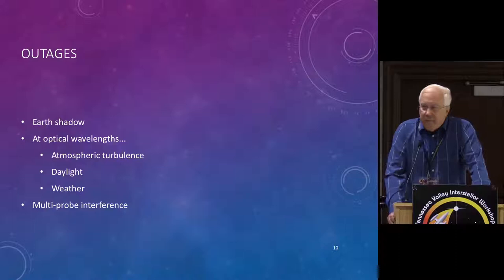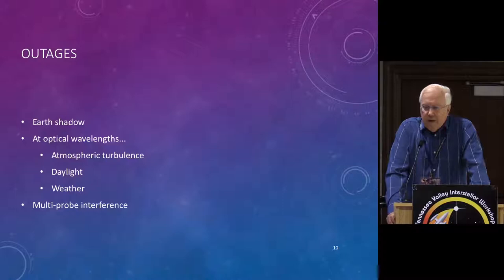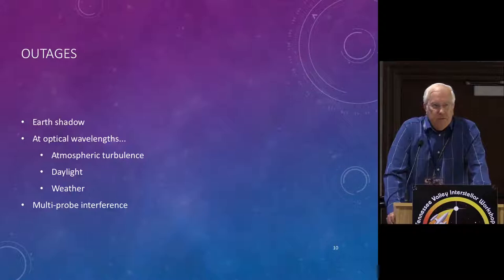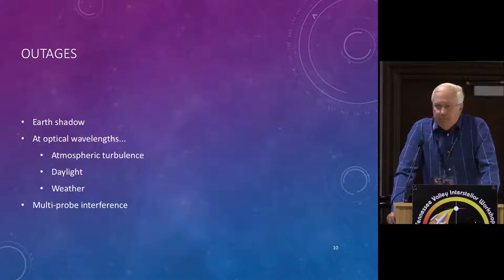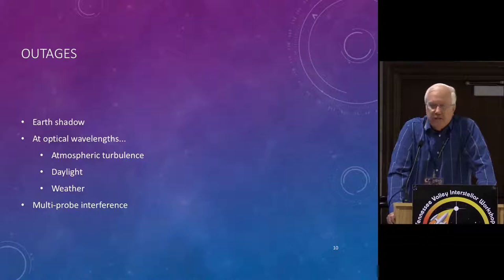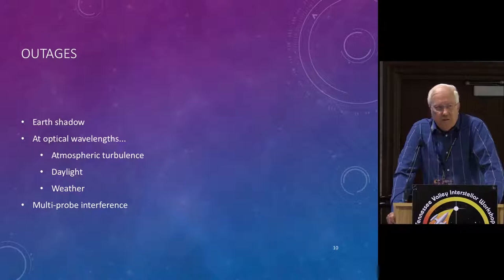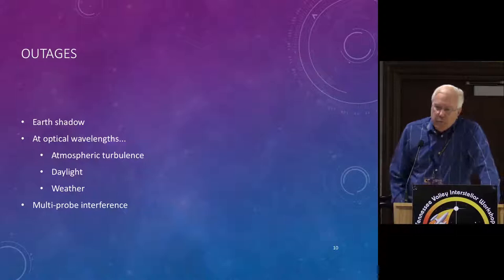And in particular, we're going to encounter atmospheric turbulence, daylight, weather. Now, daylight is an interesting one because the sunlight is going to tend to interfere with our optical signal due to scattering and the turbulence and the scattering both in the atmosphere and the scattering in the receive optics. So in fact, we may be able to receive signal only during nighttime. That's an unknown at this point. But we're certainly, in any case, going to have weather events, clouds that are going to interfere with reception. And we're going to have potentially multiple probe interference, which I'll talk about in a moment.